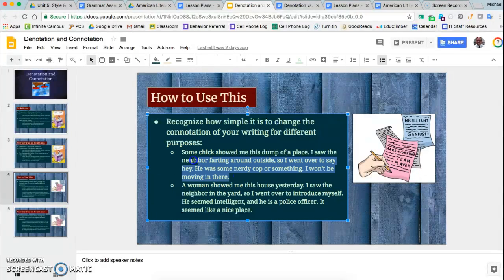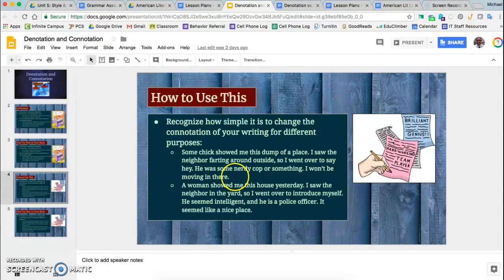Okay, obviously this person does not like the place and is not really treating people very respectfully, using the term chick here, calling the neighbor a nerdy cop, saying he was farting around outside. So all of those things show quite a bit of disrespect. Okay, which depending on your purpose, you may be intending to do.